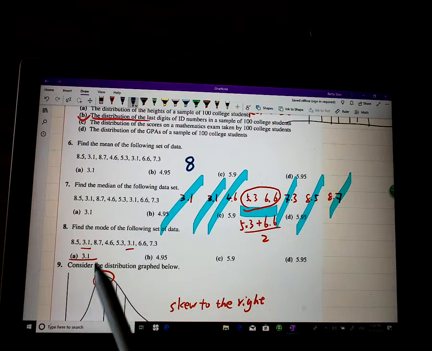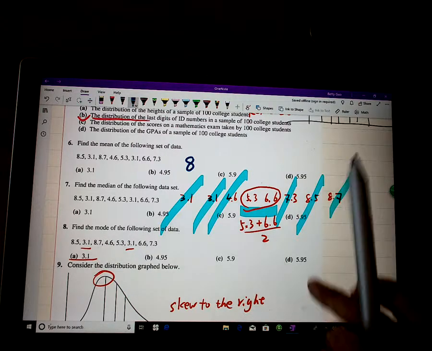Okay? Number 8, find the mode of the following data set. Because we see 3.1 appears twice, all other values only appear once. So the mode is 3.1.